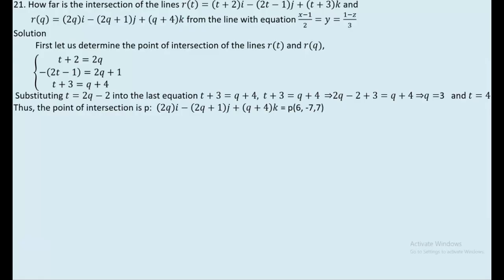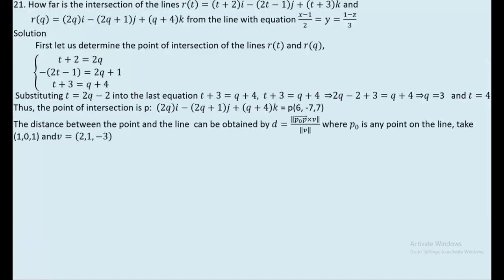Right, proceed please. Now what comes next is determining the point of intersection. The point of intersection is 6, -7, 7, students. So how are you going to obtain the distance now? Once the point of intersection is determined, as we stated before, the distance between the point and the line can be obtained by using the formula D equals the norm of P naught P cross V divided by the norm of V, where P naught is an arbitrary point on the line.